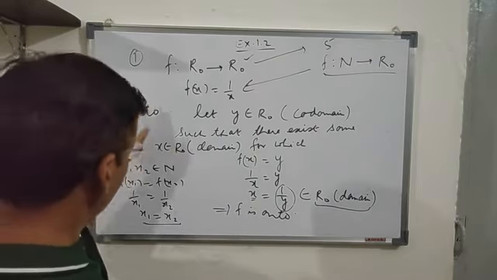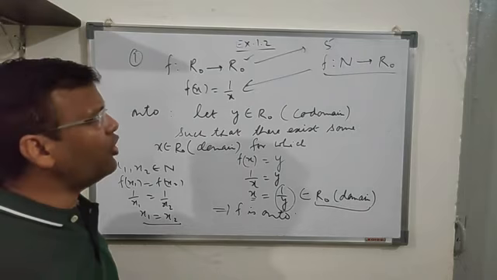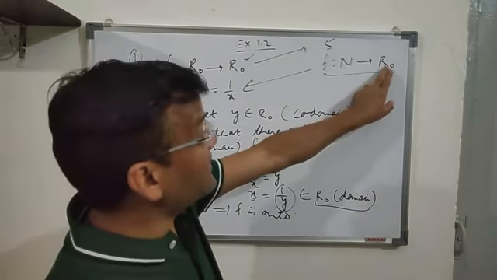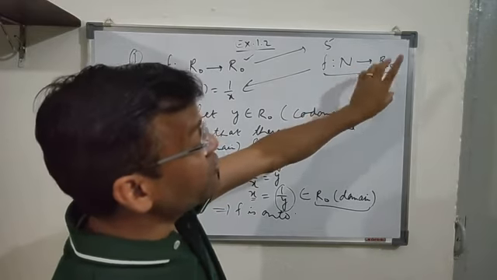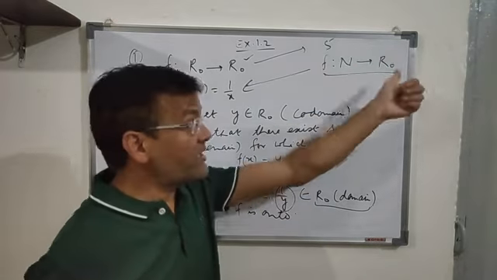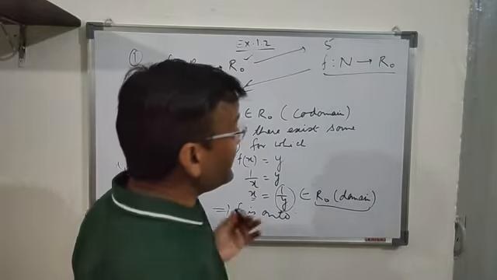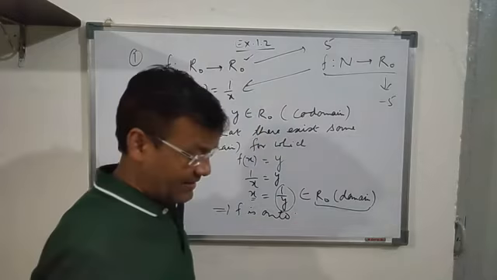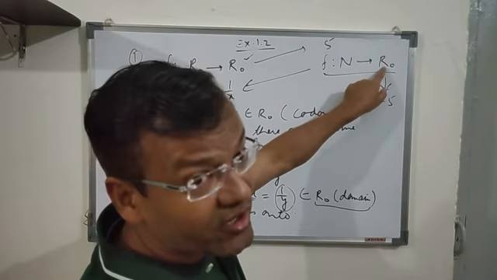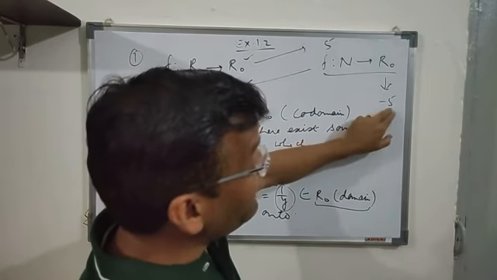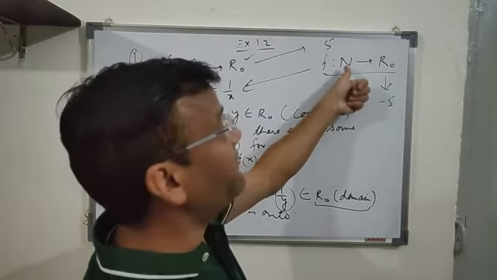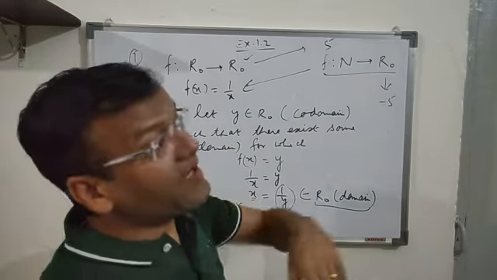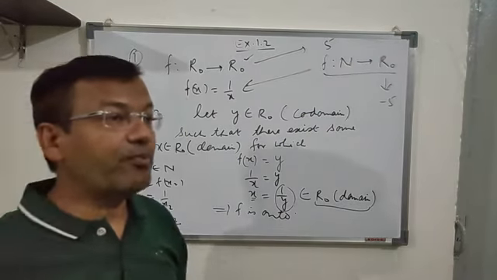But if I talk about whether it is an onto function or not, for an onto function every element of the codomain must have a pre-image. If I take a negative number here, suppose -5, an element of R0, the set of non-zero real numbers, then -5 will not have any pre-image because the domain is the set of natural numbers.